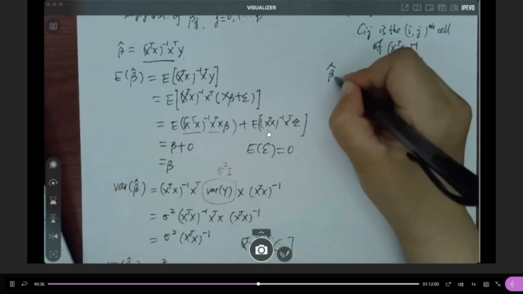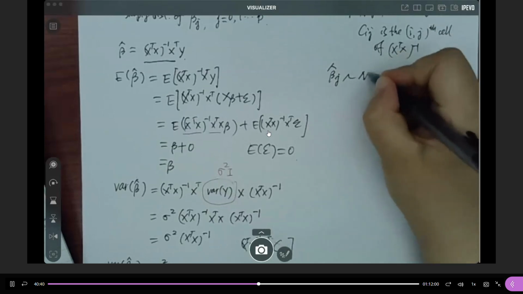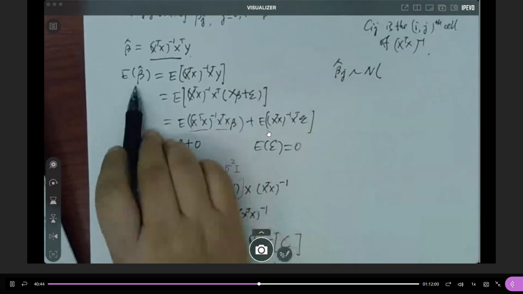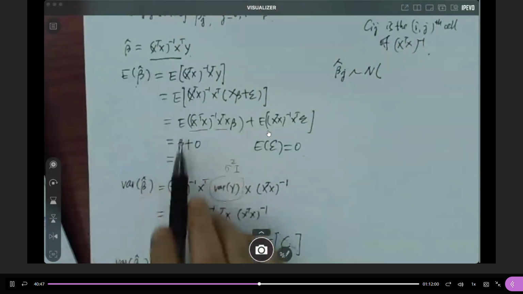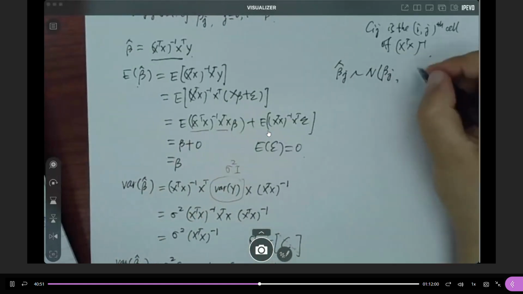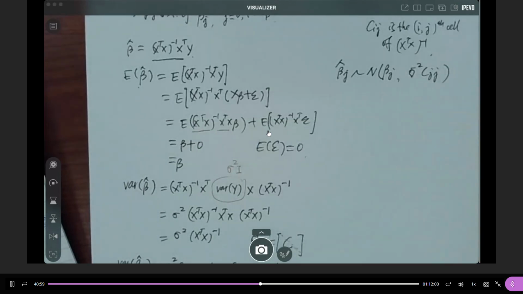All right, now we have the expectation and the variance. We can conclude that each beta j hat follows a normal distribution. What is the mean? This is in vector form, right? Each beta j hat has mean beta j. What is the variance? The variance of beta j hat is sigma squared Cjj.